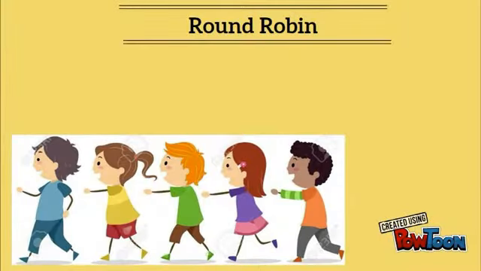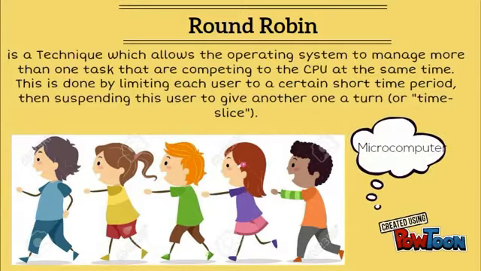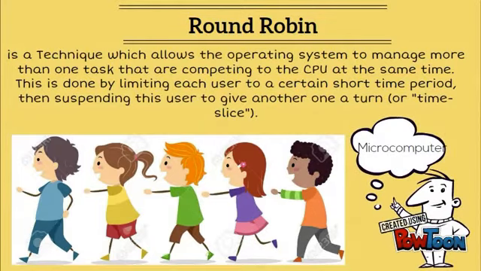Round robin is a technique that allows the operating system to manage more than one task that are competing for the same CPU at the same time.